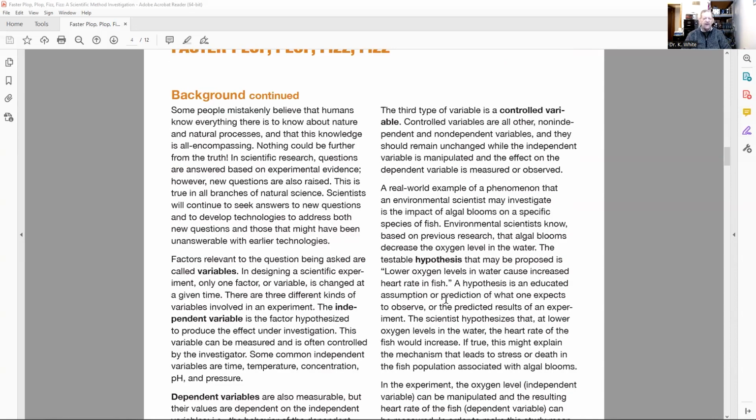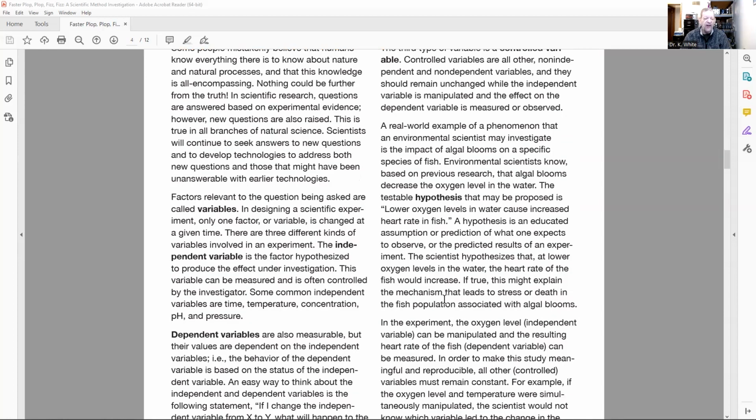Now, when you're doing a scientific method, doing an investigation, you have what are called variables. And variables are factors that can be changed. Now, here's something important. In designing a scientific experiment, only one variable is changed at a given time. When you're doing a scientific experiment, you only change one variable at a time.